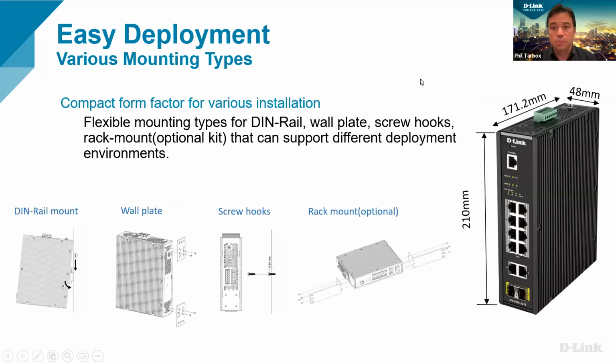If we look at mounting options, there are certainly plenty available for these products. Of course, when installing inside a cabinet, there may well be a DIN rail, so there's a DIN rail mount available across our range of products. They can be installed onto a wall, there are some screw hooks that can be installed, and there are some optional rack mount kits available as well for our rack mountable switches.